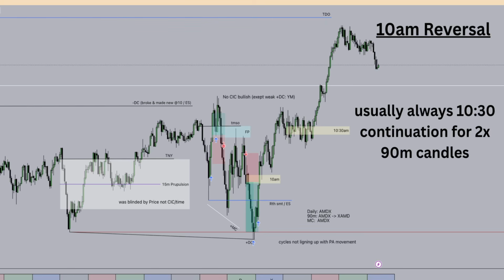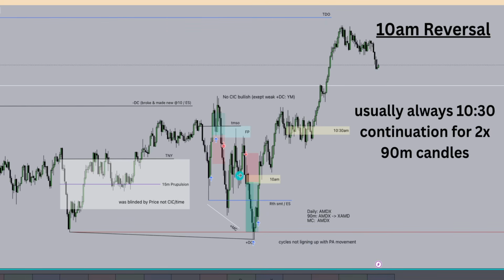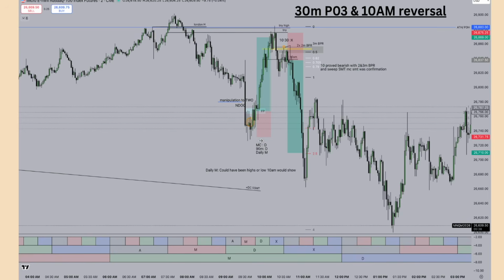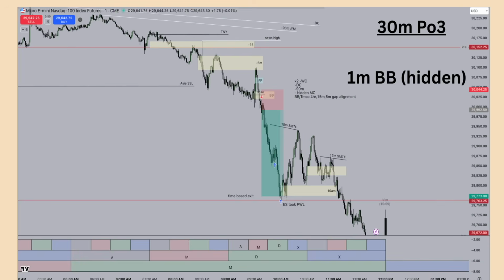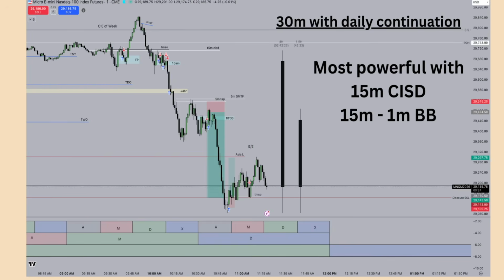10 a.m. reversals. Now we get into the 10 a.m. models. So 10 a.m. reversal, right here. Either we sweep liquidity and 10 a.m. is going to reverse like it did in here. We got a 10 a.m. reversal after 10 a.m. hits our target. Sometimes 30-minute PO3 hits our target, and then 10 a.m. kind of starts early to reverse. But mostly 10 a.m. continues to hit the target and then reverses soon after.